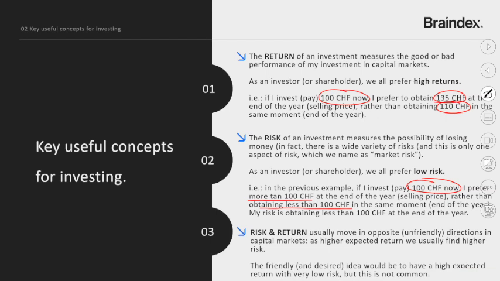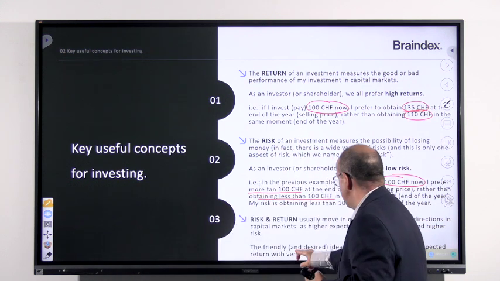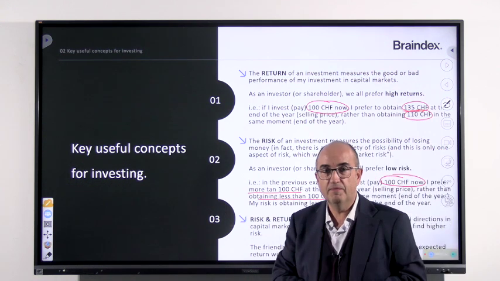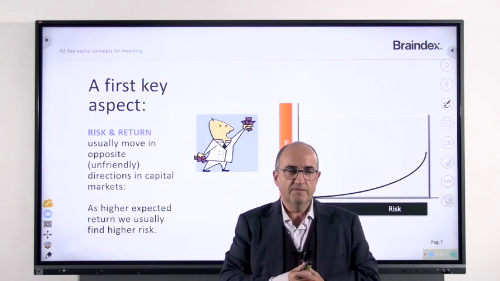But the key problem arrives when we mix together these two concepts, risk and return, because they both usually move in opposite, unfriendly directions, in the sense that the higher the return, the higher the risk. The friendly, desired idea would be to have a high expected return with very low risk, but this is not common. Let me go deeper into this.